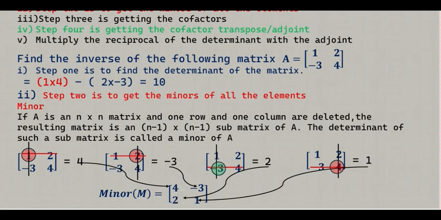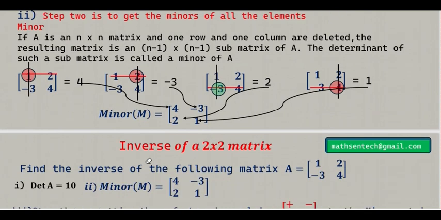So you write the minors in the places where the elements were, in the corresponding locations or positions where the elements were. So for 1 is 4, for 2 -3, for 3 -3 is 2, for 4 is 1, right there. So now you have gotten the minor of that matrix, because you've gotten the minor of every element there. Okay, hope that's well understood. Then now we go to the next one.